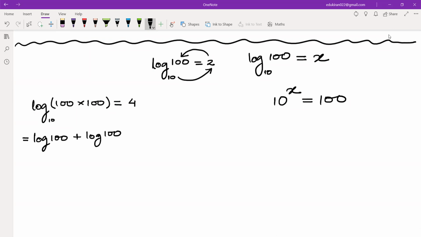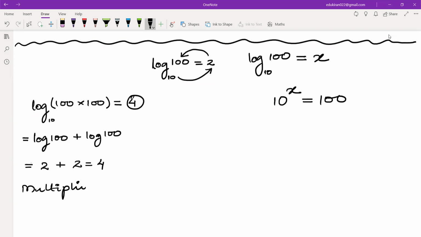And let me show you how. See, log of 100 is how much? 2. Plus log of 100 is how much? 2, which is equal to 4. And that is the same answer that we have got here. Yes or no? Yes, sir. Okay. So this is one of the rules that is known as the multiplicative rule.